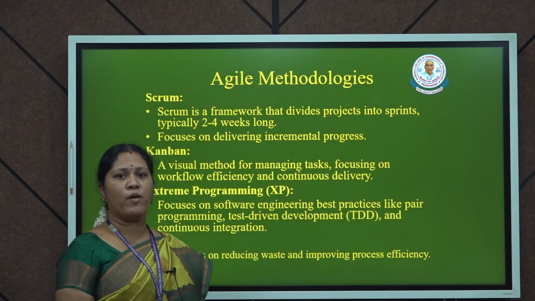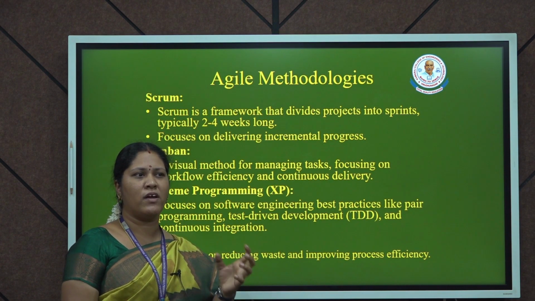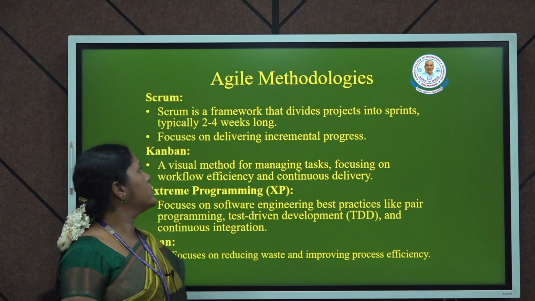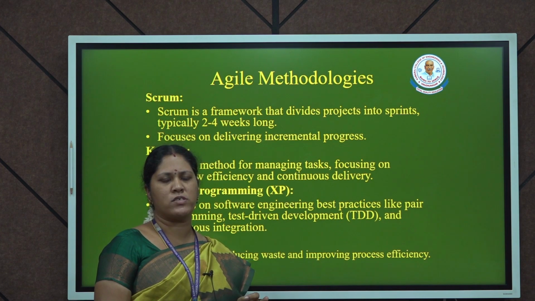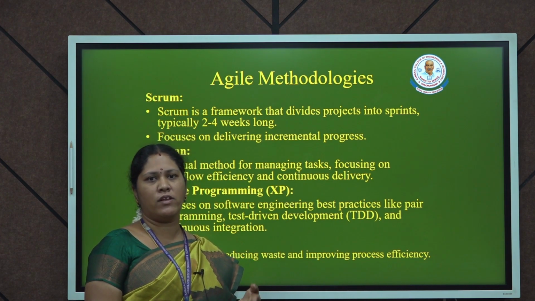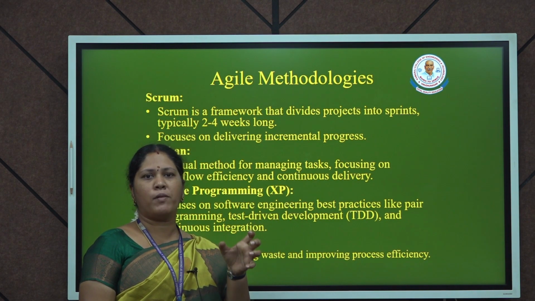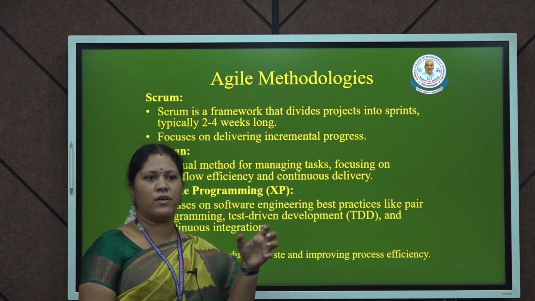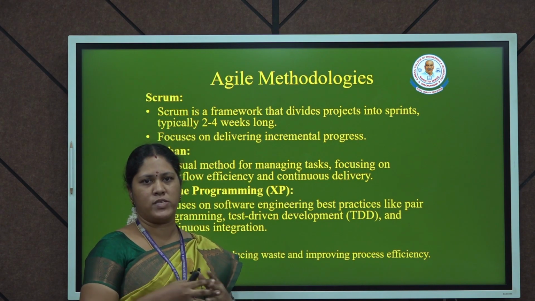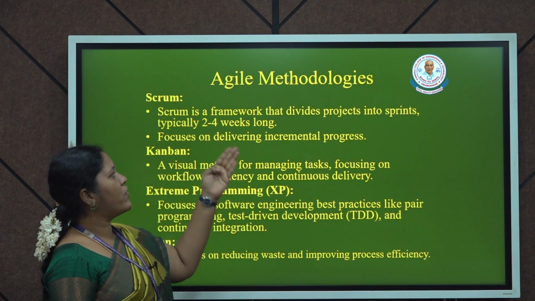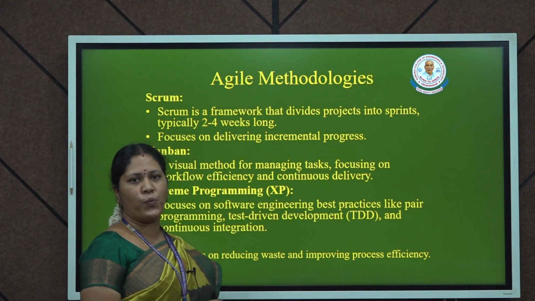Scrum is a framework which is going to divide the project into sprints. A sprint is nothing but a smaller piece of work. Typically the sprints are completed within 2 to 4 weeks. Like that we are going to split the project into smaller pieces of work. These works are carried out and the whole project is completed by combining all these works. So Scrum is a framework that divides a project into sprints, typically 2 to 4 weeks long.